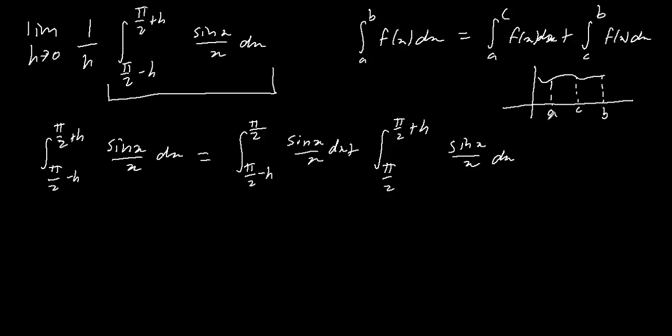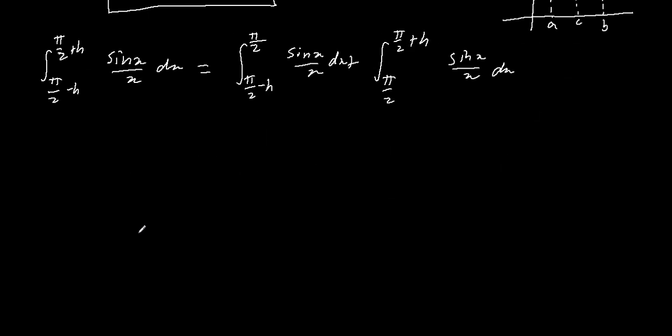Imagine this is pi on 2 minus h, and this is pi on 2 plus h, and this is a specific number, pi on 2. That's clearly between pi on 2 minus h and pi on 2 plus h. And you'll see soon why I'm picking pi on 2 specifically. Now, I'm going to let an integral exist. I'm just going to say that if I integrate the normal, indefinite integral of sine x on x dx, this guy has some solution.